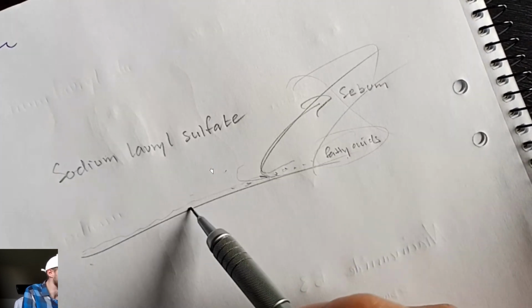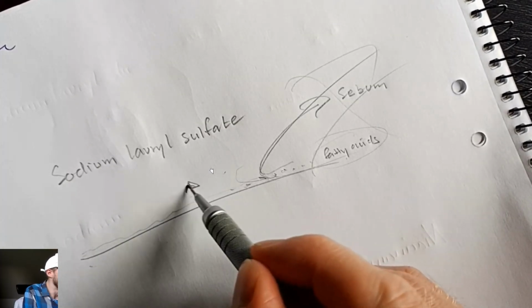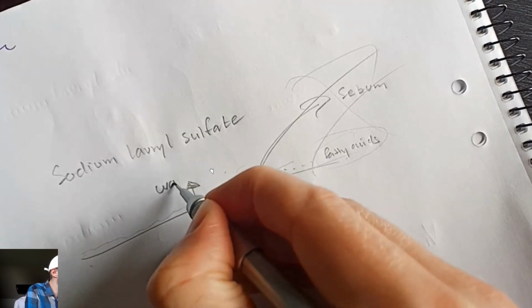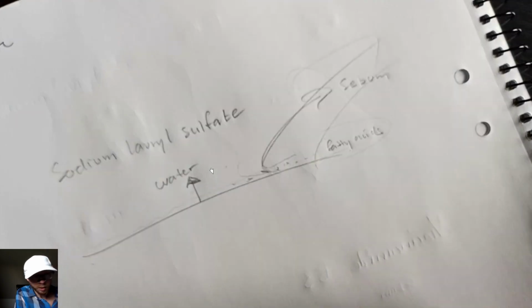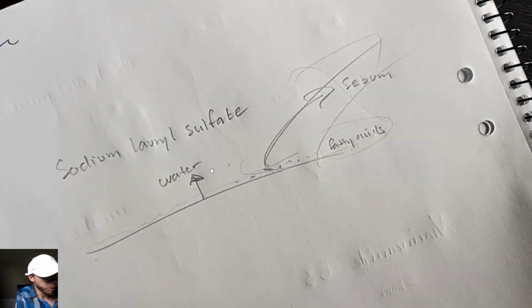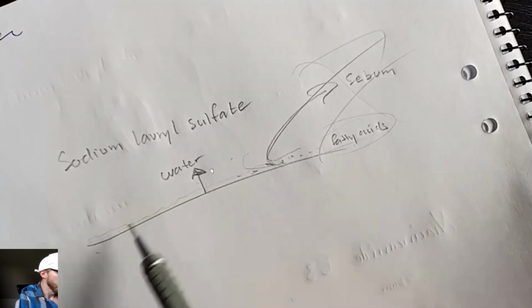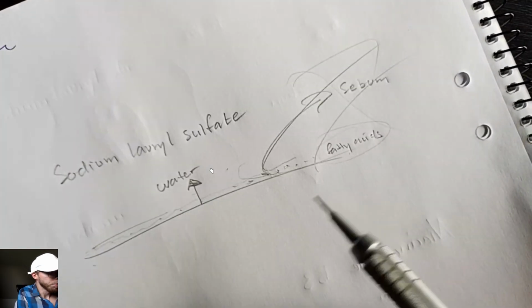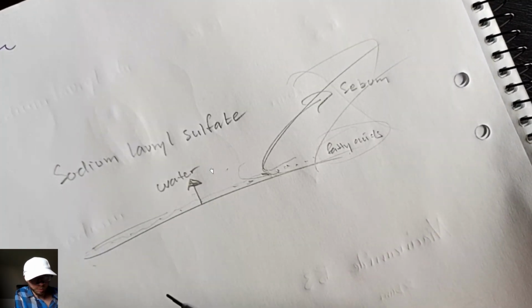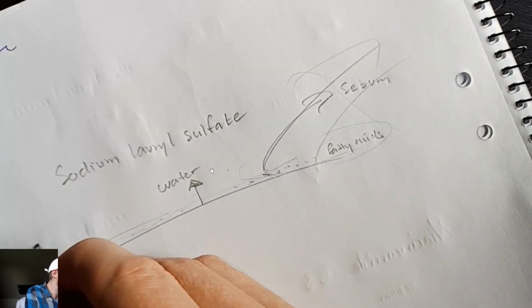And then your skin will be bare, dry, and vulnerable, and water can escape easily from your skin. So your skin will not be as protected and moisturized, because this layer of sebum is inhibiting this evaporation of water.